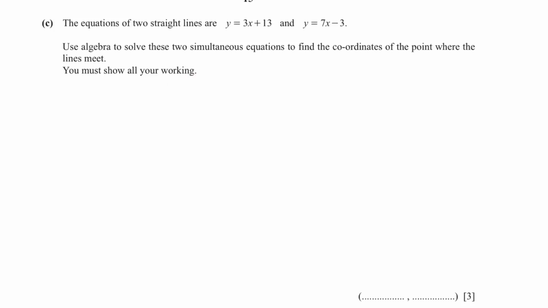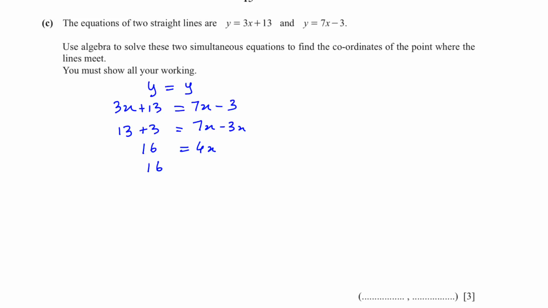You can solve it by making y equals y. 3x plus 13 is equal to 7x minus 3. Bring all the x on one side and the numbers on the other side. The 3x is smaller than 7x, so I brought it to the other side. And the negative 3 I brought here, it became positive 3. So we have 16 is equal to 4x. This is a multiply here. When I bring the 4 to the other side, it will become divide. So 4 is equal to x.